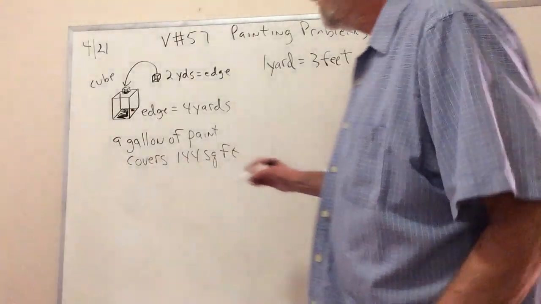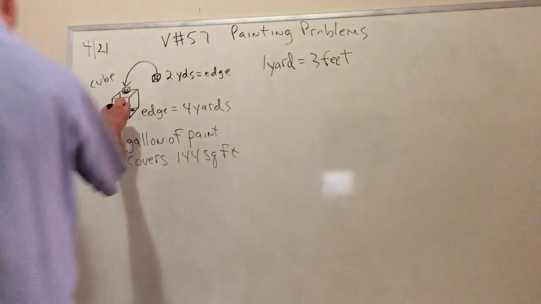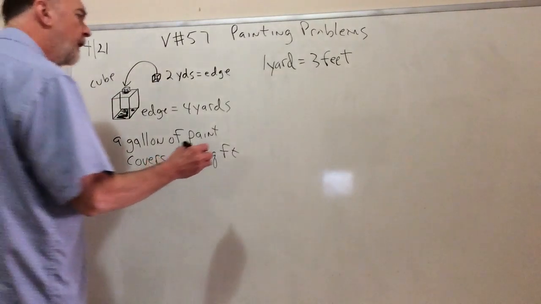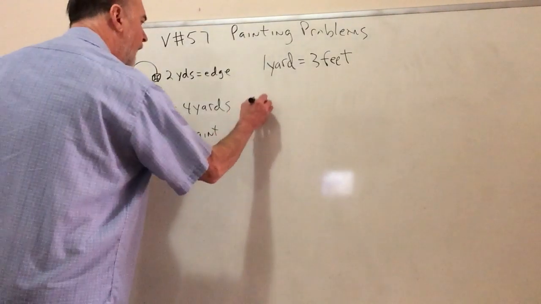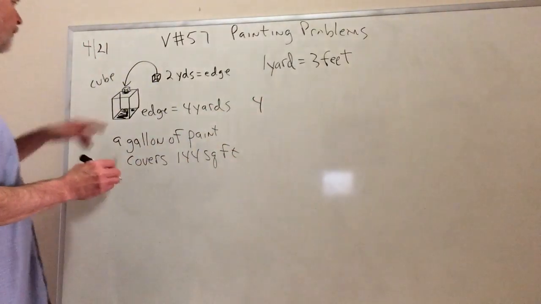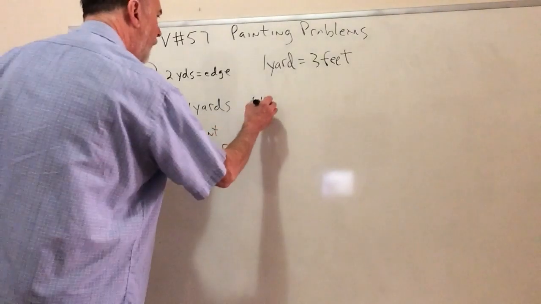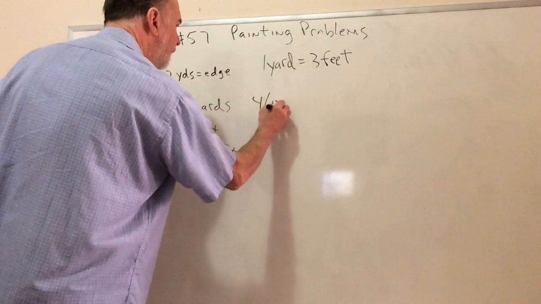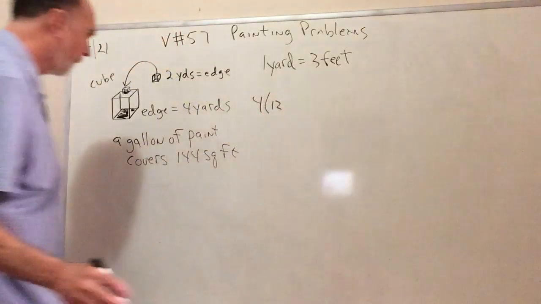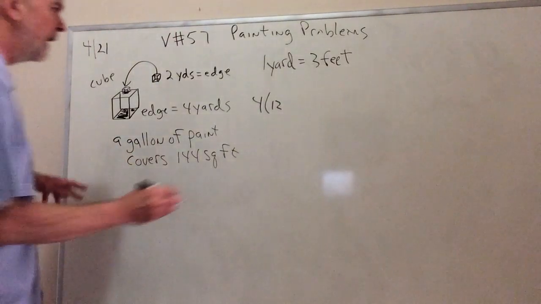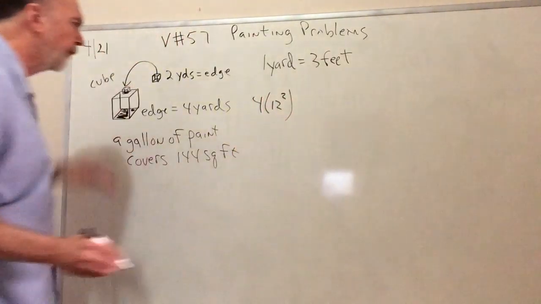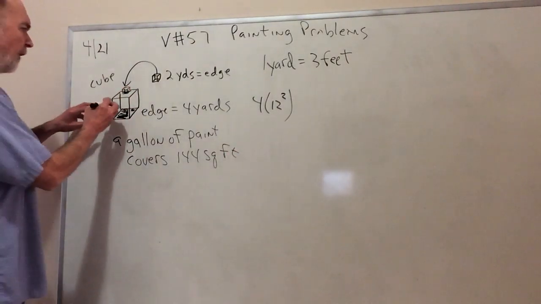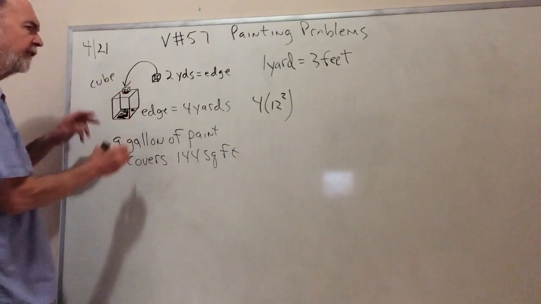So I'll do that. I go over here, and I have 1, 2, 3, 4 faces. Well, I have 4 faces, and since each yard is 3 feet, 4 times 3 is 12, and of course that's 12 feet, but squared, because it's a square. So there you go there. And so that would take care of the 4 faces on the side.